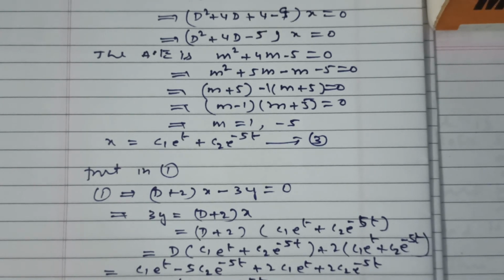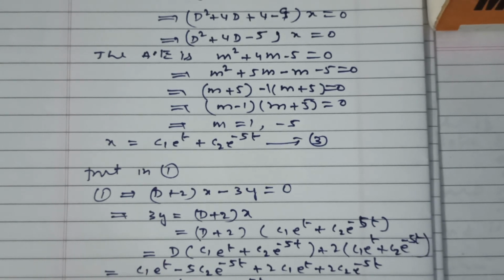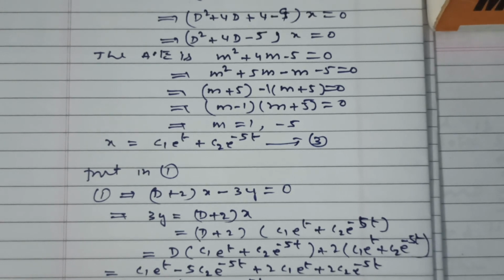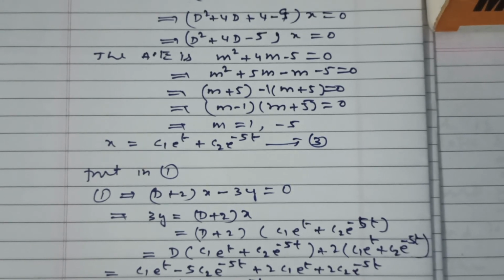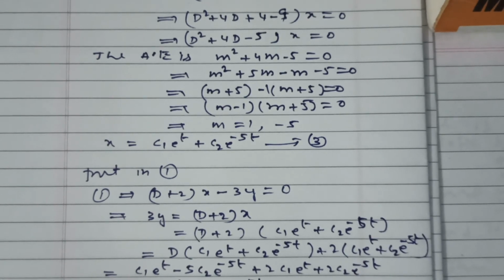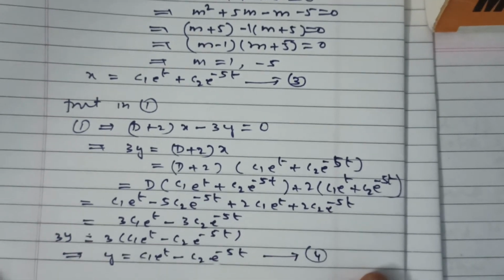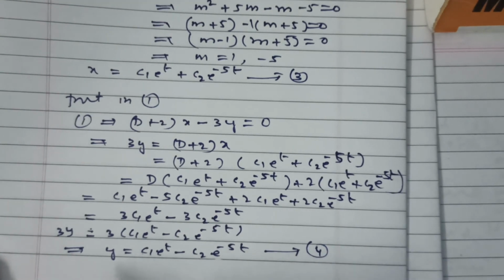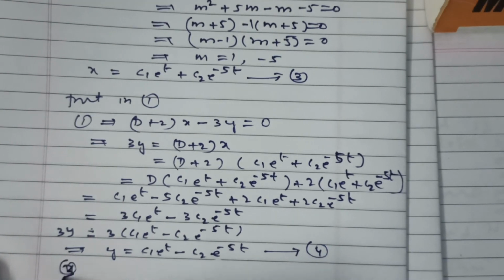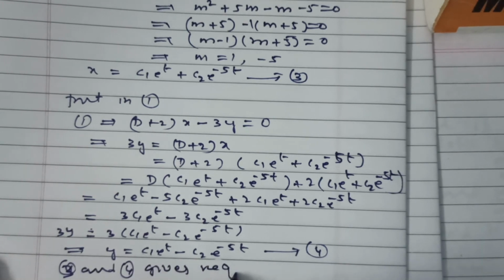As 3 is common, 3(c1 e^t - c2 e^(-5t)). So 3y = this, which implies y = c1 e^t - c2 e^(-5t). This is equation 4. See that 3 and 4 give the required solution.